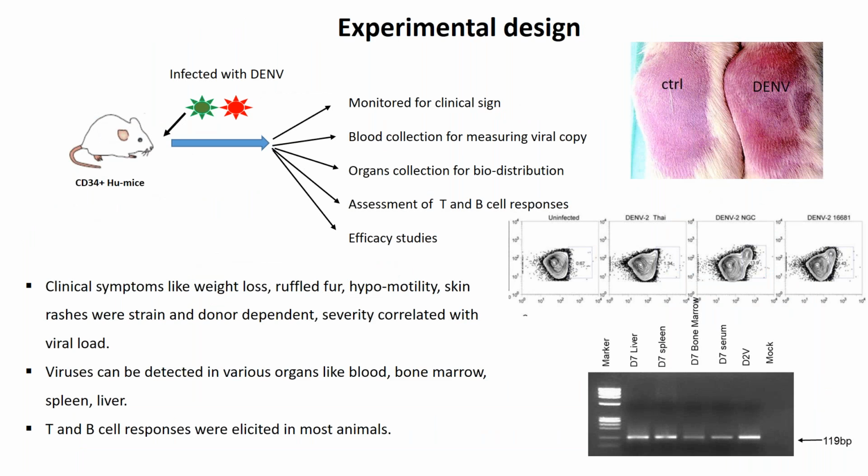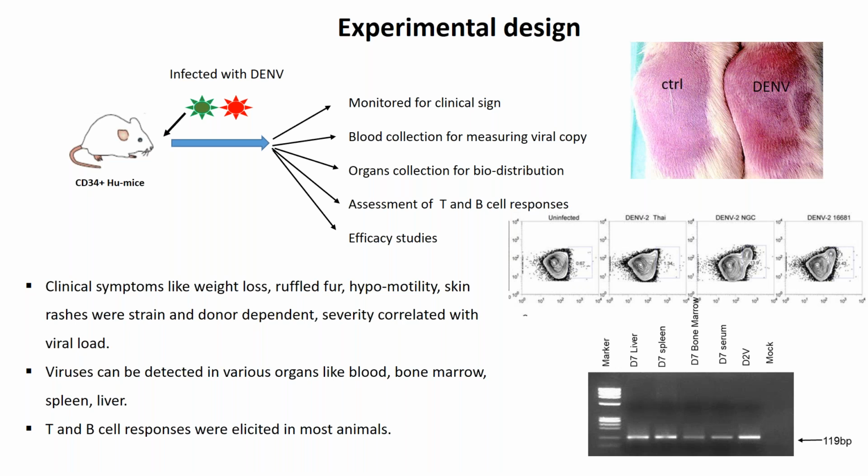We started working on dengue viruses a few years back, and a typical experimental design for the studies is as follows. At that time we used CD34 transplanted humanized mice and infected them with various strains or serotypes of dengue virus. We monitored viremia in the blood over the time of infection, as well as clinical symptoms post-infection. The biodistribution of the virus was assessed by collecting different organs, and then we assessed T and B cell responses, and finally we evaluated drugs or vaccines in efficacy studies.